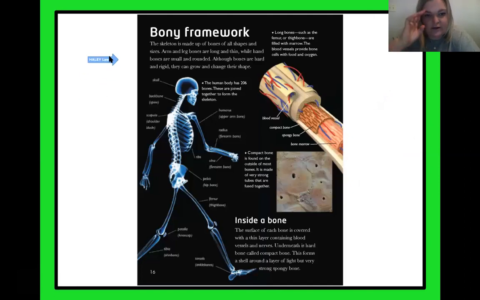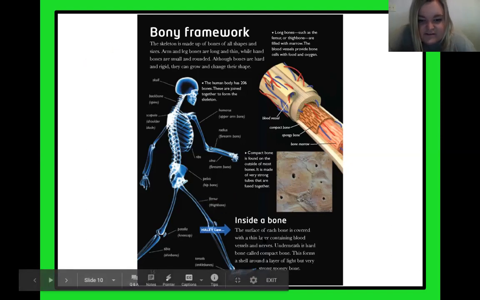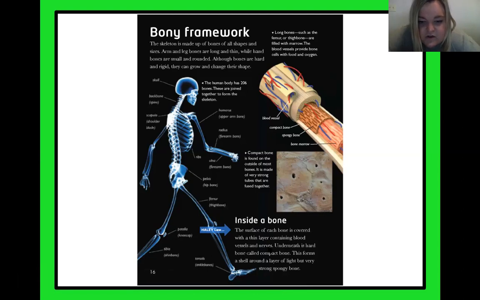Bony framework. The skeleton is made up of bones of all shapes and sizes. Arm and leg bones are long and thin, while hand bones are small and rounded. Although bones are hard and rigid, there's that word, they can grow and change their shape. So inside a bone, the surface of each bone is covered with a thin layer containing blood vessels and nerves. Underneath is hard bone called compact bone. This forms a shell around a layer of light but very strong spongy bone.